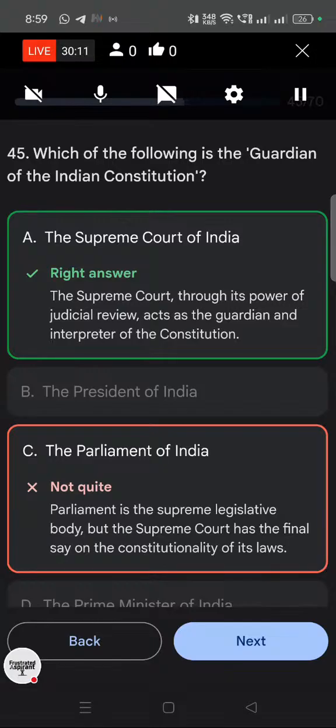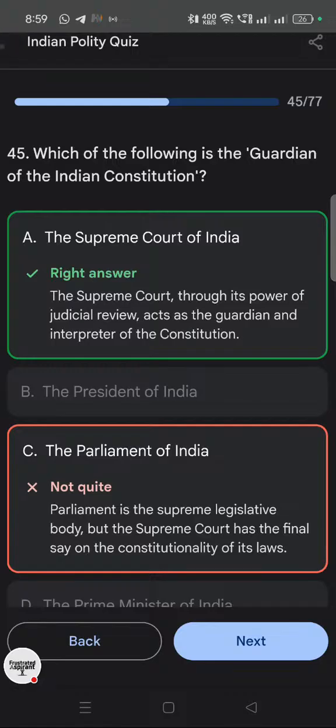Which of the following is the guardian of the Constitution? The Supreme Court, through the power of judicial review, acts as the guardian of the Constitution.